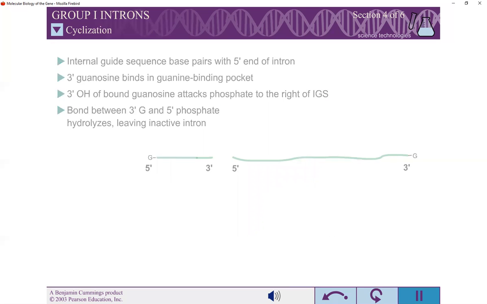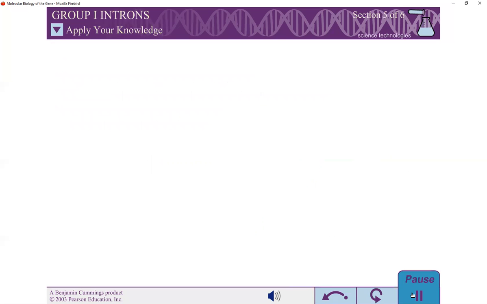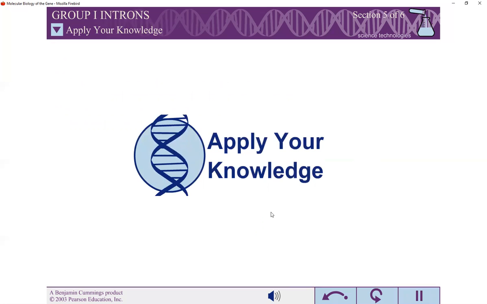Next point. Group 1 introns have been widely studied for potential therapeutic and experimental uses. In this section, you will explore some of these possible uses. These have been extensively studied in a large number of therapeutics. So how they are being used, that we have to understand. The group 1 introns. First question.